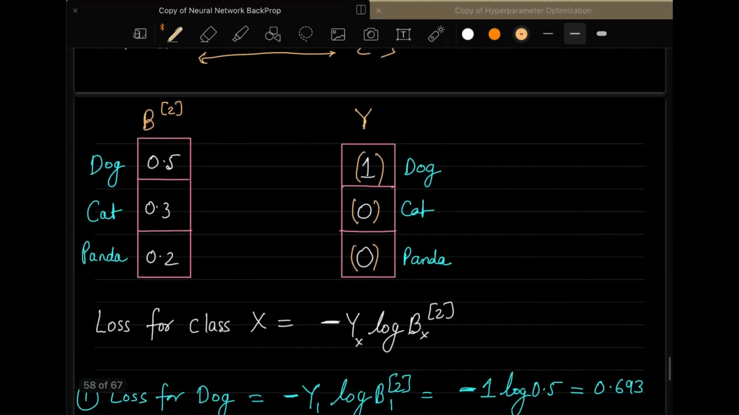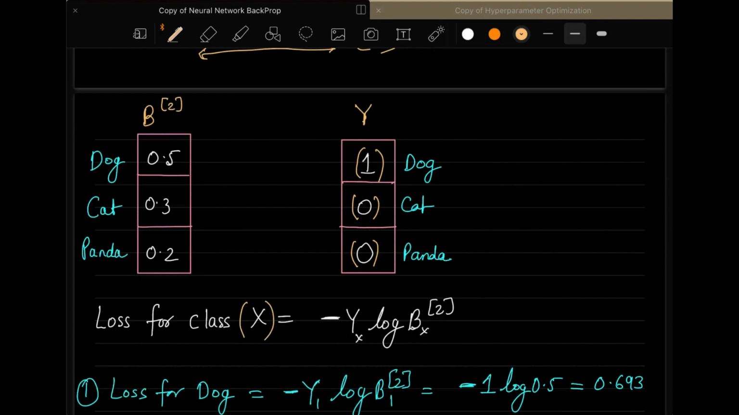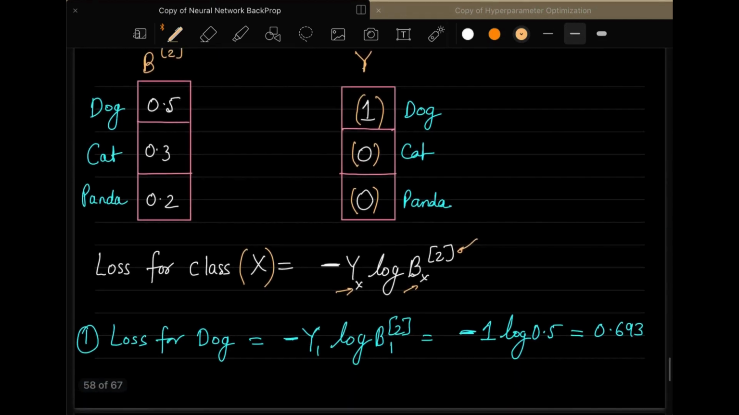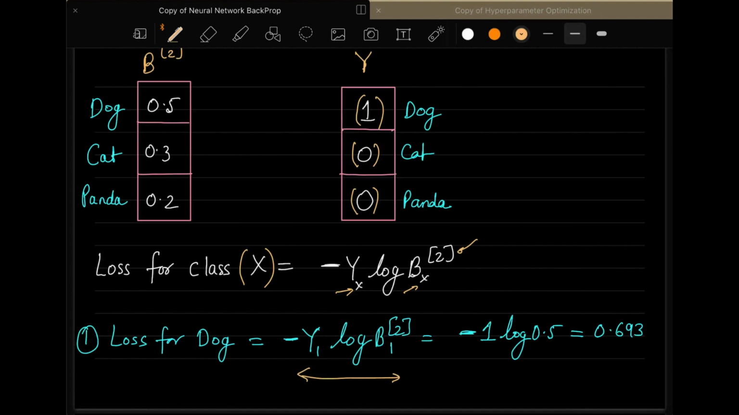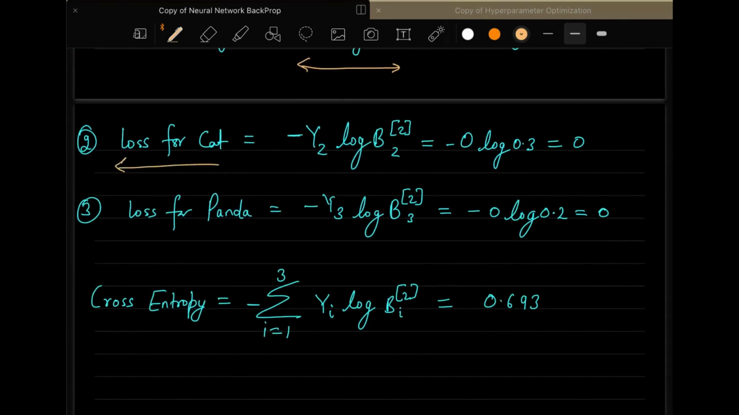The loss that we will be calculating for each class, I am denoting by x. So it will be minus y subscript x log of b subscript x superscript 2, where x will be ranging from 1 to 3. The loss for the dog will be this one. It's very simple. Its value is 1, as you note here, and then log of 0.5. Once you evaluate this, its value comes out as 0.693. The loss for cat is 0 because this particular label is already 0, and similarly for panda also.